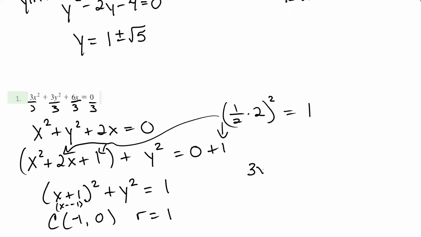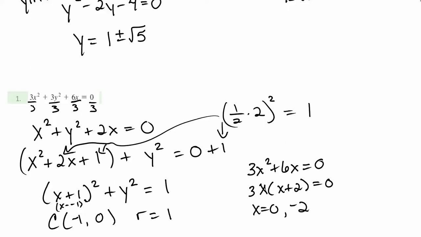You're going to get 3x squared plus 6x equals 0. And actually, you could have done it here. Anyway, it doesn't really matter. I'm going to factor the 3x out, and I'll get x plus 2 equals 0. And then I get x equals 0 or negative 2. That's my x-intercept. I have two x-intercepts at 0 and negative 2.